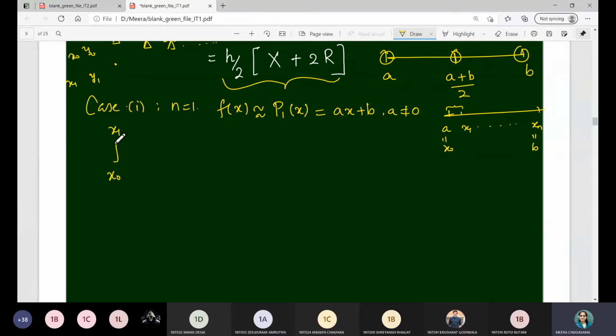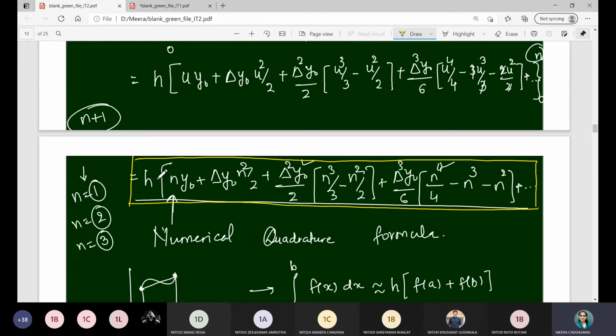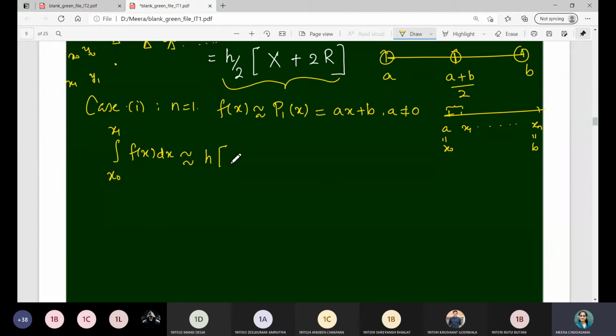So in this case, the integral from x0 to x1 of f of x dx will be approximated by Newton's quadrature formula, this one. So h, n is 1, so y0 plus delta y0 by 2. The remaining terms will be 0. So it is h times y0 plus 1 by 2 delta y0. All other terms will be 0, because we have considered n is equal to 1.